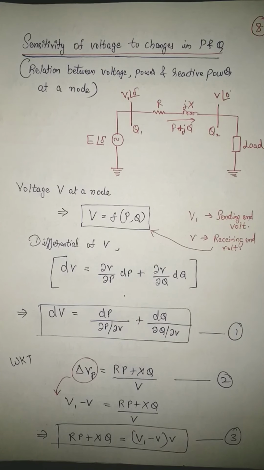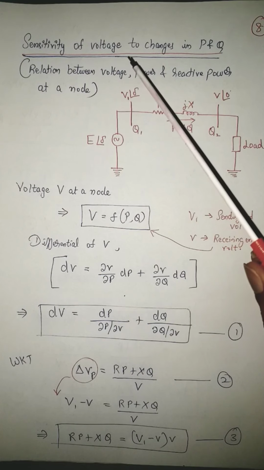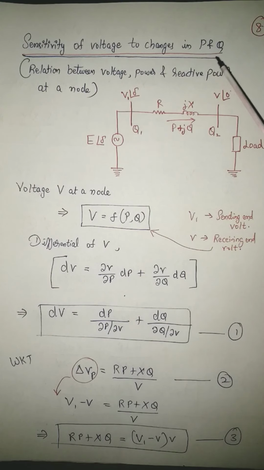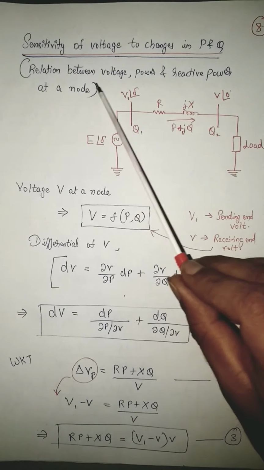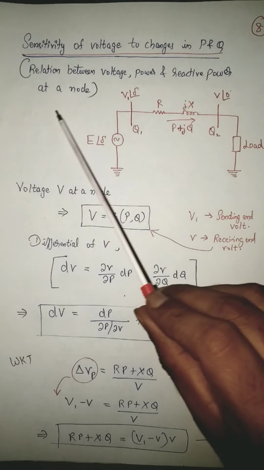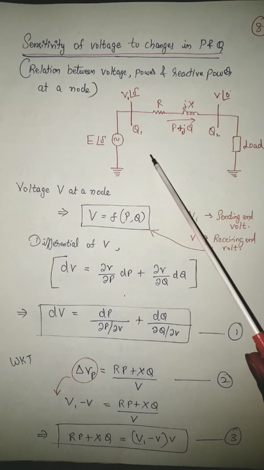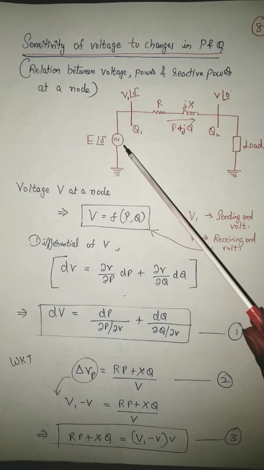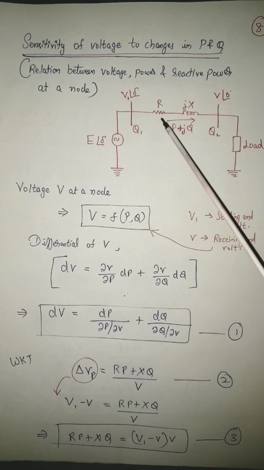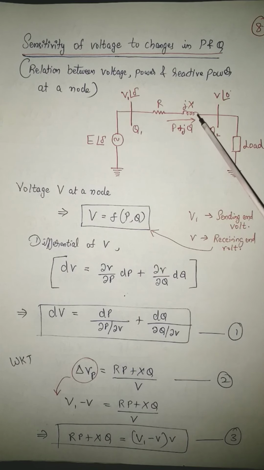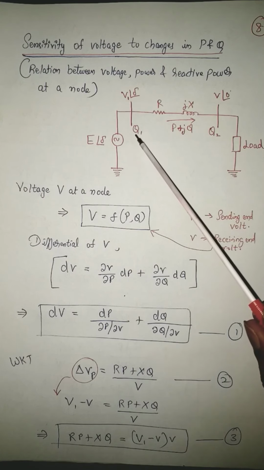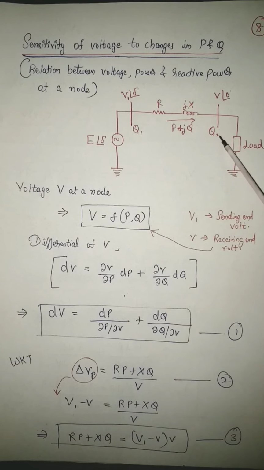Let's continue with the next topic in module 4, which is sensitivity of voltage to changes in active and reactive power. This is also called the relationship between voltage, power and reactive power at a node. You can just have a look at the circuit. This represents the source, which is essentially the generator, and R and jX represents the transmission line, and this is nothing but the consumer, that is the load. And here we are taking the sending end bus, and this is the receiving end bus.